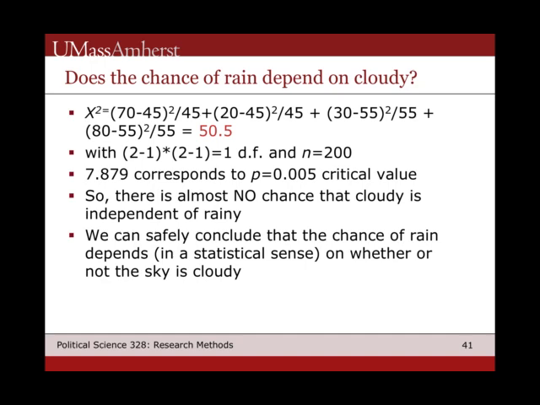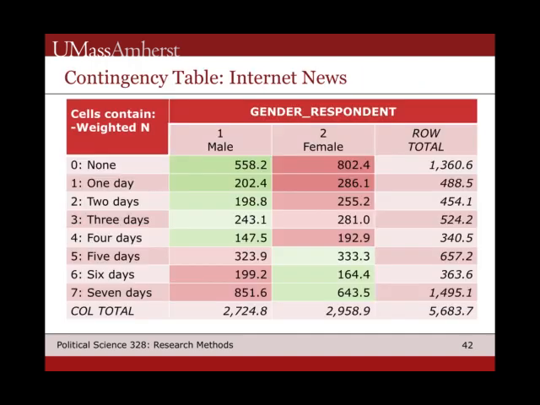So again, we can really conclude that there's almost no chance that cloudy is independent of rainy, but you can certainly say that it depends in a statistical sense on the other.